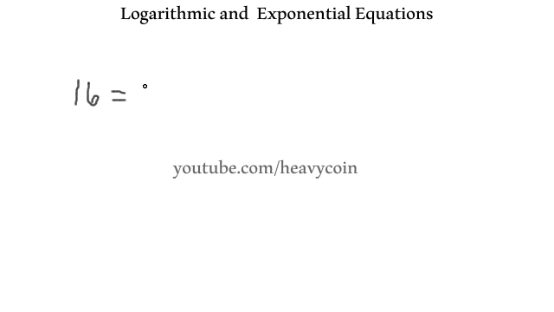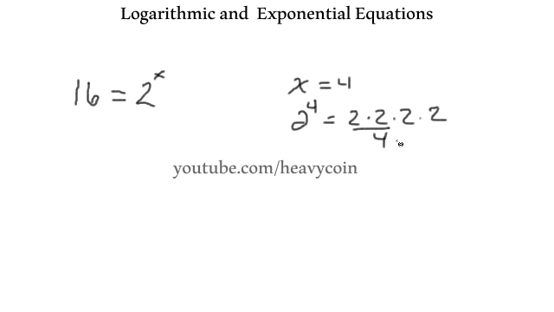Let's say I had 2 raised to the x power. Well, we can look at this and say, what can we plug in for x right here to get this whole side to be 16? Well, if I were to let x be 4, that means it'd be 2 to the 4th, which is 2 times 2 times 2 times 2. So that's 4 times 4, and that would be 16. So the answer would be x is equal to 4.